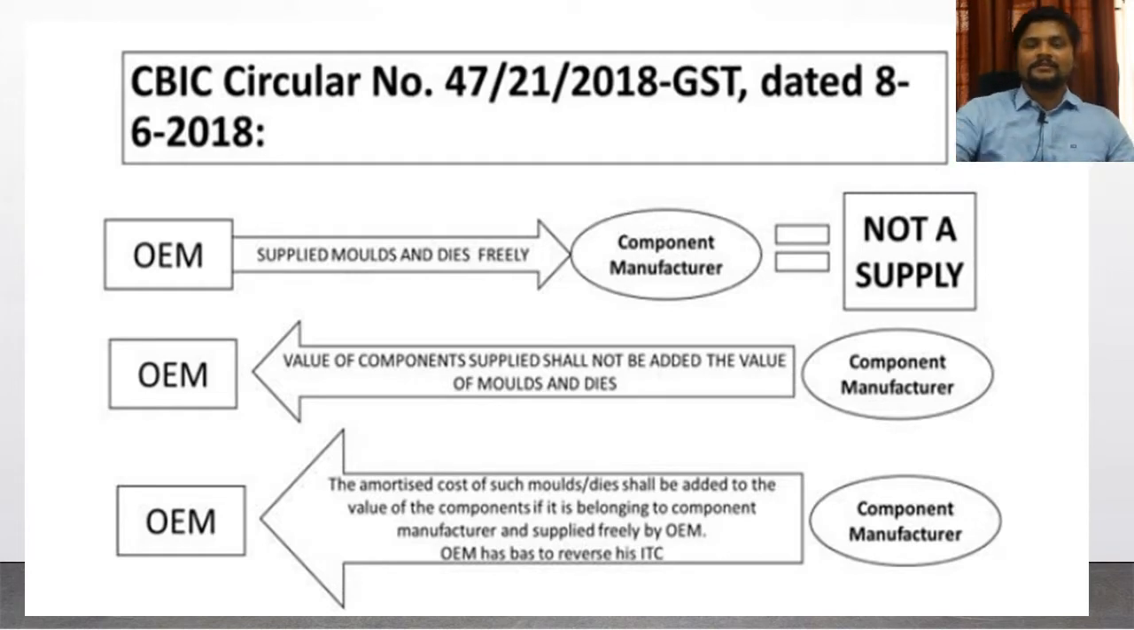Third, if the component manufacturer is responsible for purchasing the molds and dies on his own, but the OEM is purchasing on behalf of the component manufacturer and supplying them free of cost, in that case what will happen? That amount will be treated as supply, and the OEM has to charge GST on that, and the component manufacturer has to also include the cost of the molds and dies in the supply made to the OEM. So that is what the circular clarifies here. Okay, so let us go to the next circular.